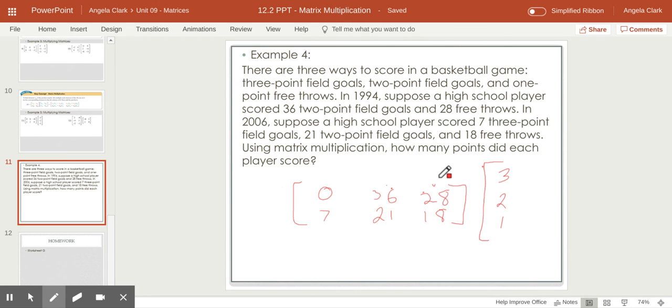And remember, when we're multiplying matrices, we multiply rows by columns. So instead of putting this matrix in a row, I'm putting it in a column because I know I'm going to be multiplying rows times columns.